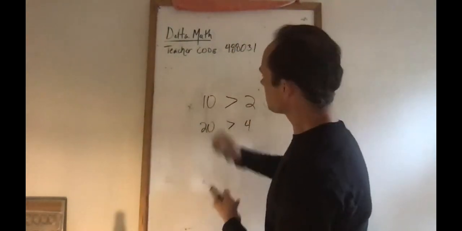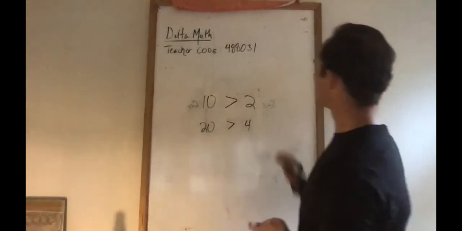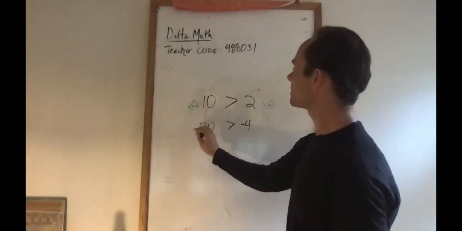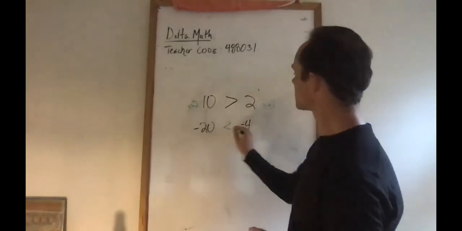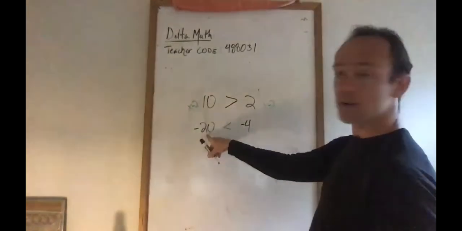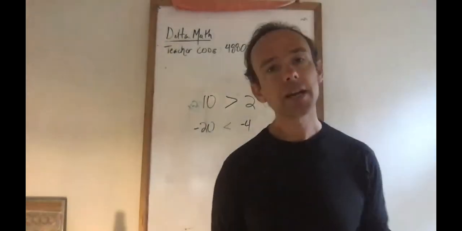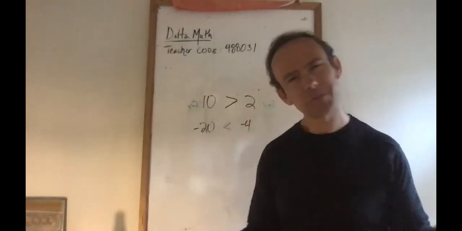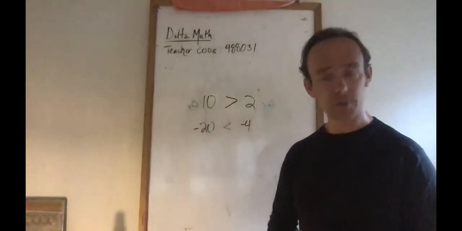But if we were to multiply this by a negative number, this would become -4, and that would become -20, and now it's actually not true because -4 is greater than -20. So a lot of times what you can do is just try it and see, do I have to flip the inequality or not? That's another way of doing it.